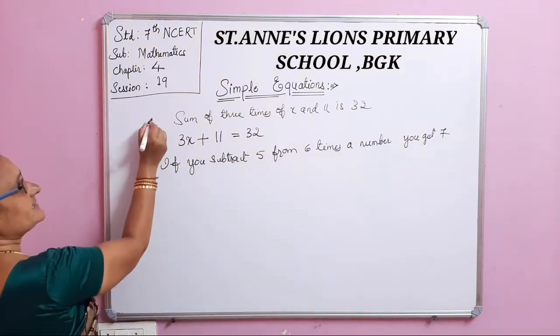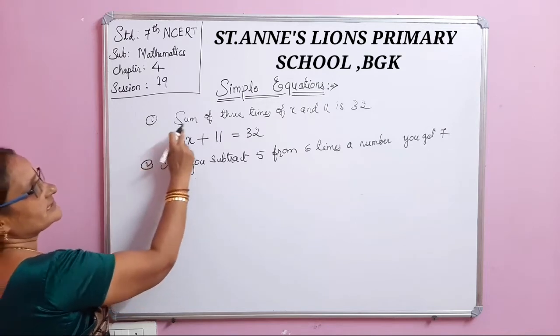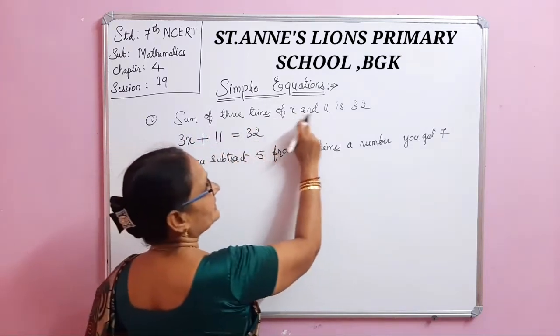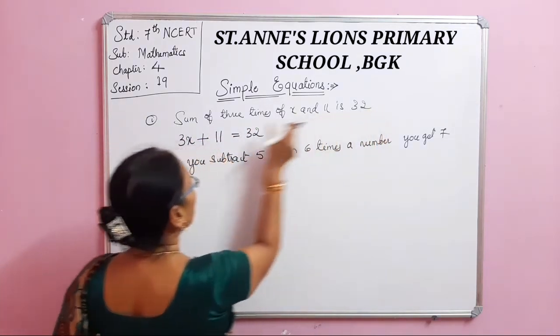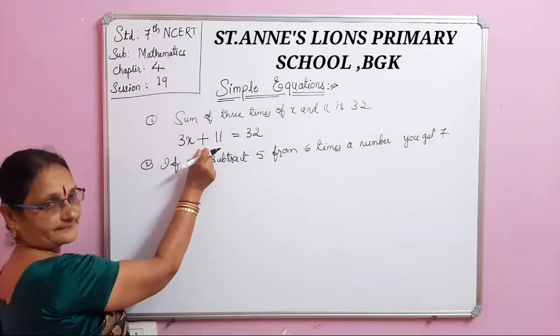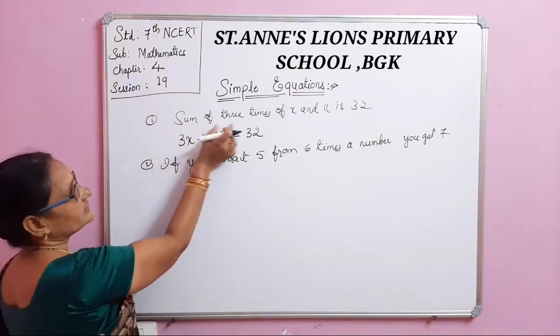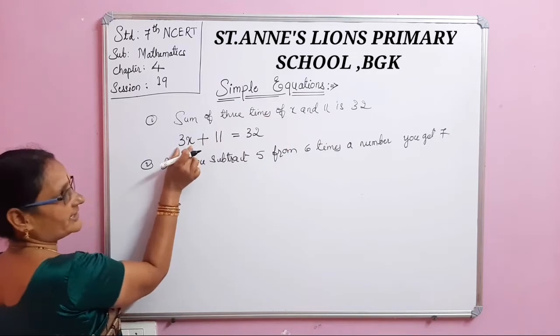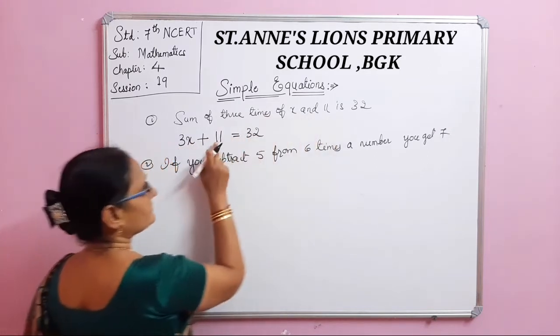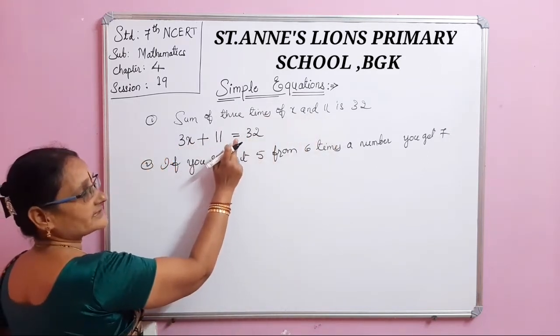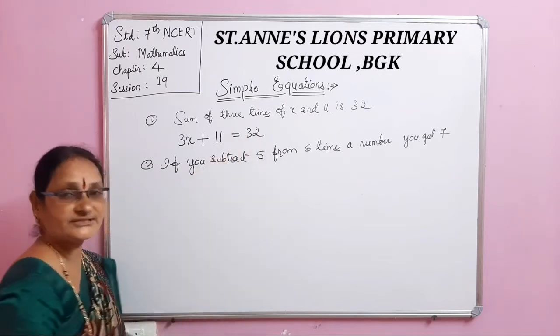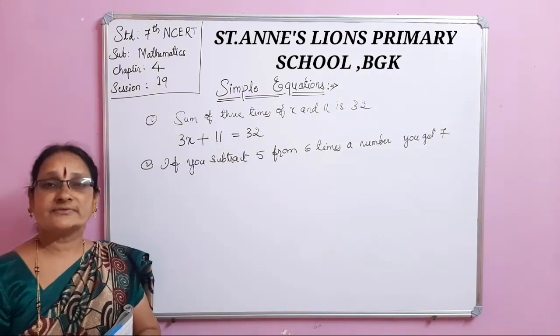The first statement, see, what is that? Sum of 3 times of x and 11 is 32. Sum means addition. Sum of what? 3 times of x means 3x and 11 is equal to 32. This is the equation we have written for the given statement.